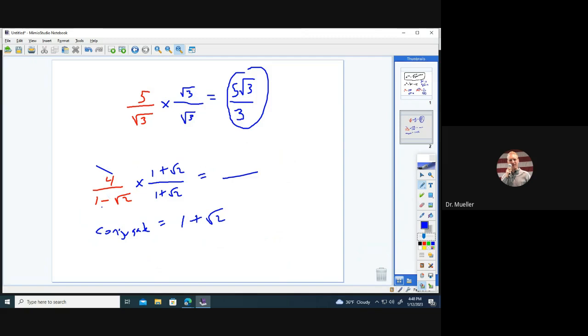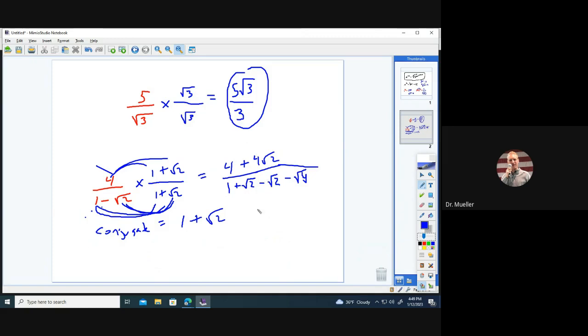So then we distribute the 4. So we got 4 plus 4 root 2. And then here, we have to FOIL it out, which you've probably done before. So we do 1 times 1, which is 1. 1 times root 2 is plus the square root of 2. And then negative root 2 times 1, which is minus root 2. And then minus root 2 times root 2 is minus the square root of 4.